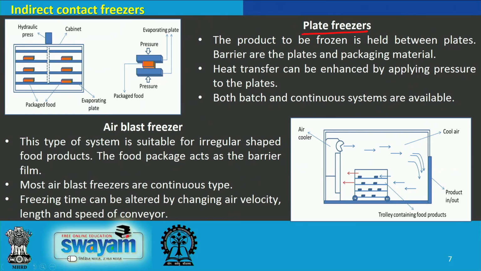This type of plate freezer is mostly suitable for fish fingers, hamburgers and products which have rectangular shaped packages. Coming to the air blast freezers, this type of system is mostly suitable for irregular shaped food products. The food package again acts as the barrier film. Mostly the air blast freezers are continuous in operation, and freezing time here can be altered by changing the air velocity, length and speed of the conveyor.